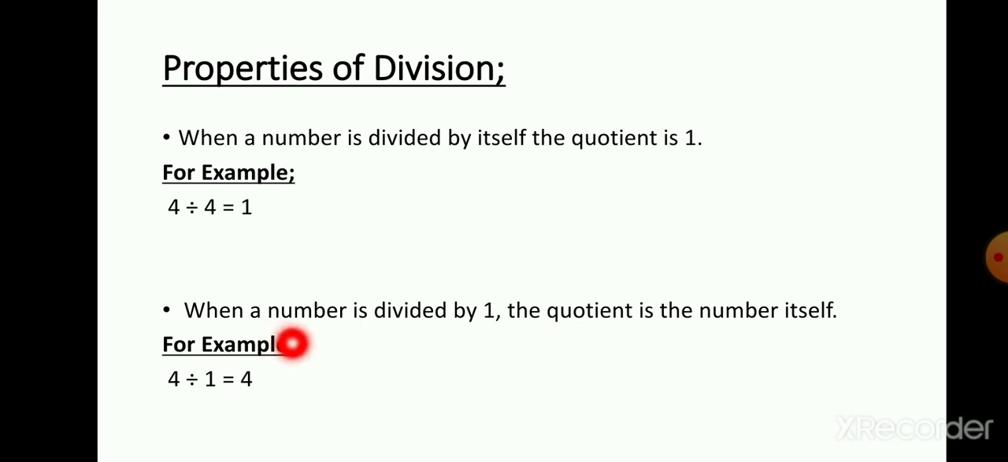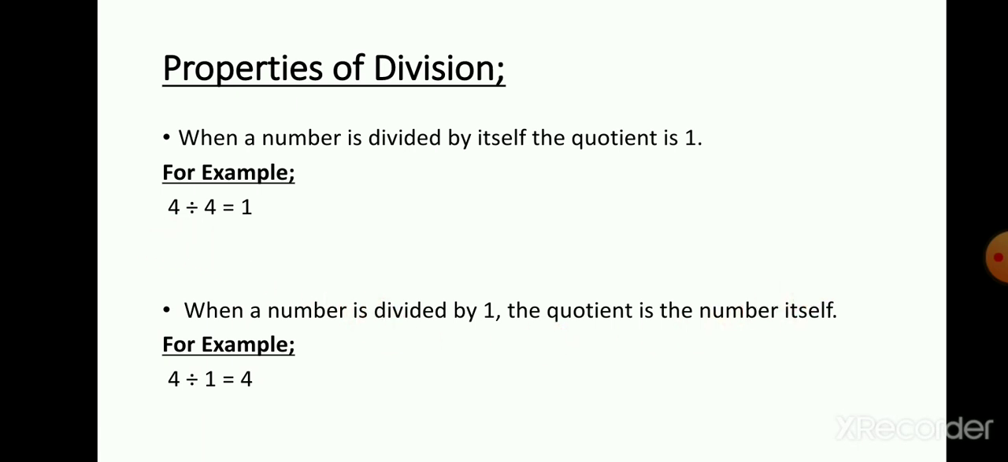That means this property is similar to the 1's property of multiplication, that if you multiply 1 with any number, you will get the same number as the answer. And similarly, if you divide any number by 1, you will get the same number as our answer. So you can see here 4 divided by 1. If we divide 4 by 1, we will get the answer 4.